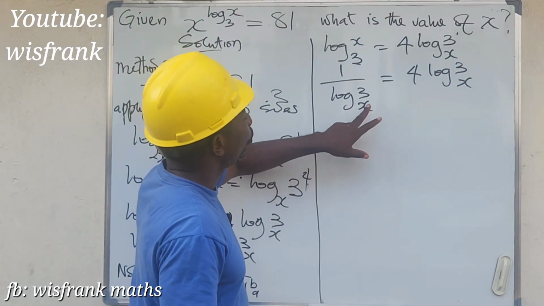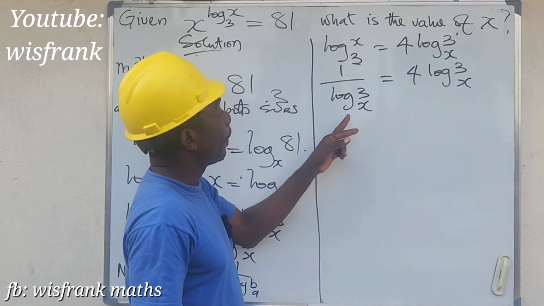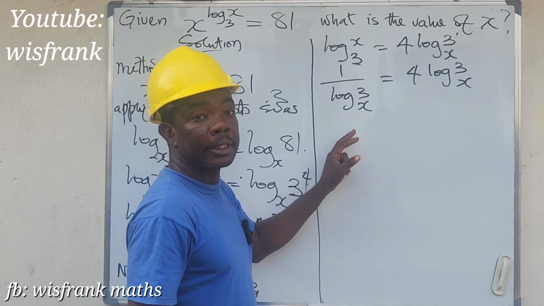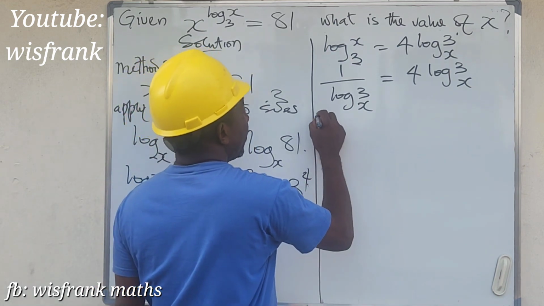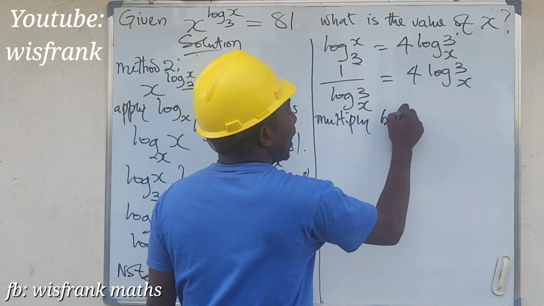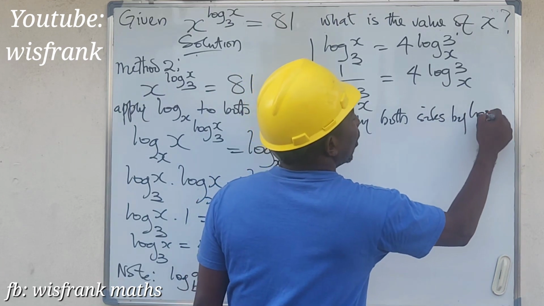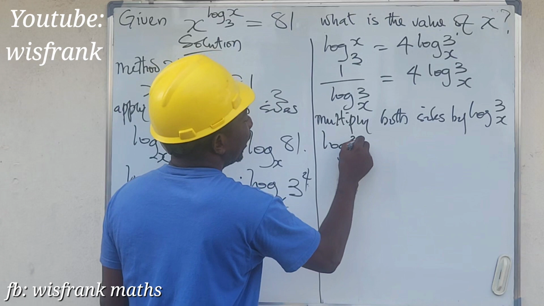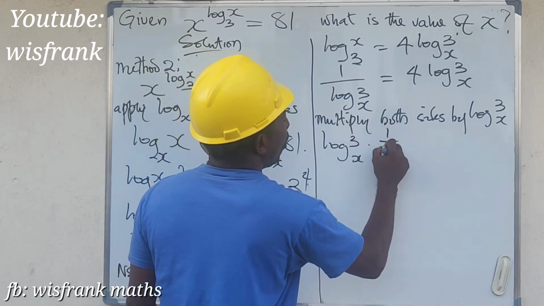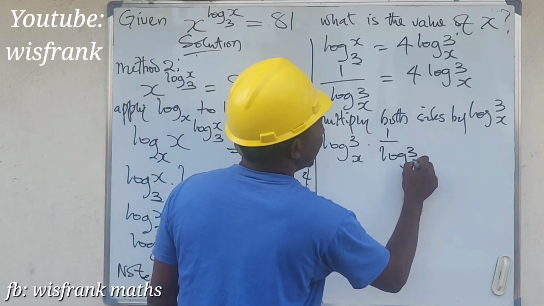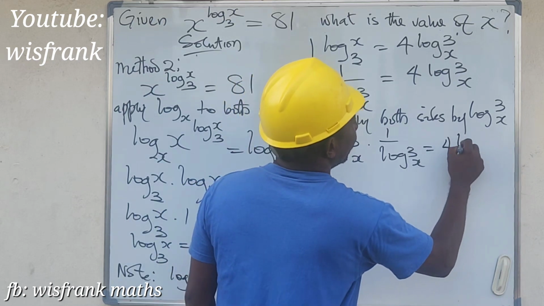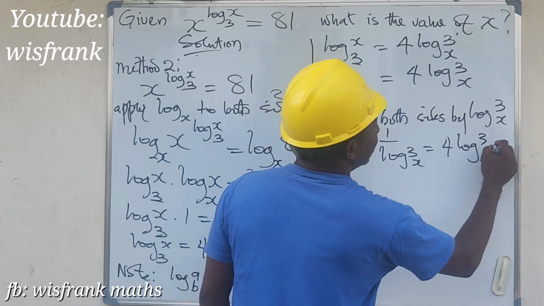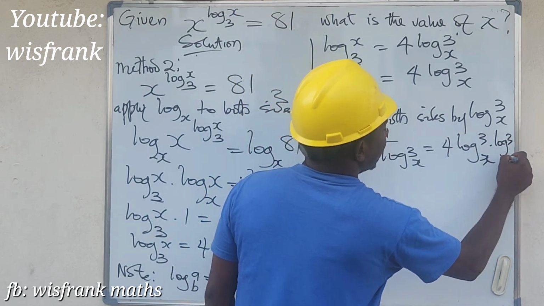So in this case, we can multiply both sides by log 3 to base x. So here we say multiply both sides by log 3 base x. So this will become log 3 base x times 1 all over log 3 base x equals 4 log 3 base x times log 3 base x.